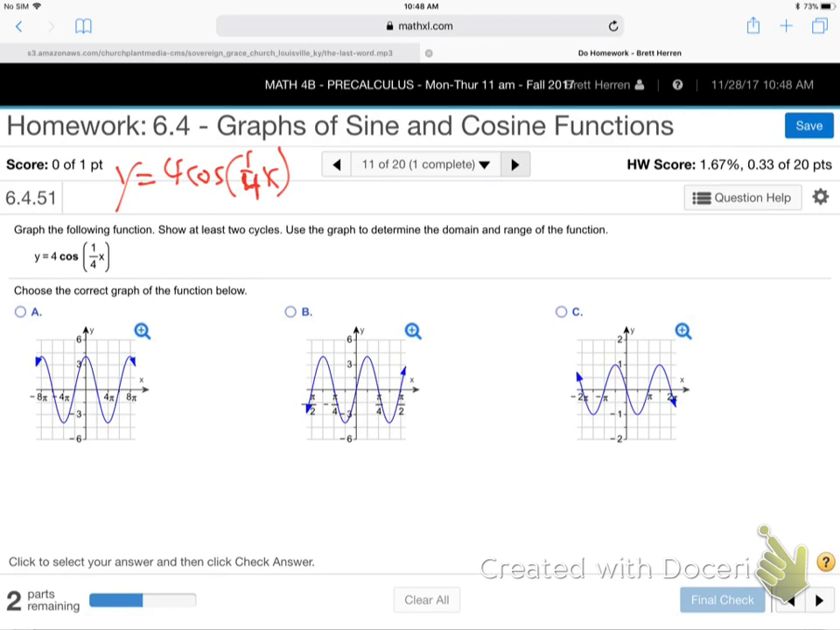Which one of those is clearly the right cosine graph? A. B and C start at the origin. No way. They're being very obvious on these, aren't they? B and C start at the origin. No way. It's got to be A, because it starts high. Right? So it's clearly A. It starts high. And domain and range are easy.